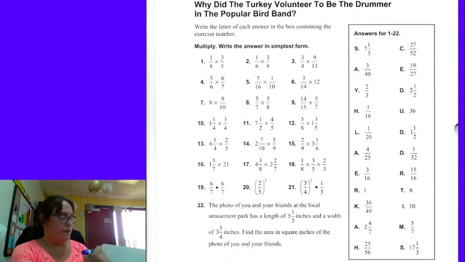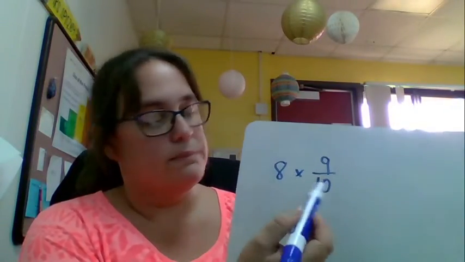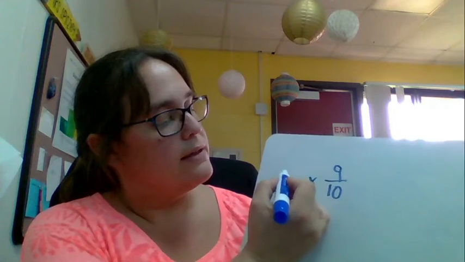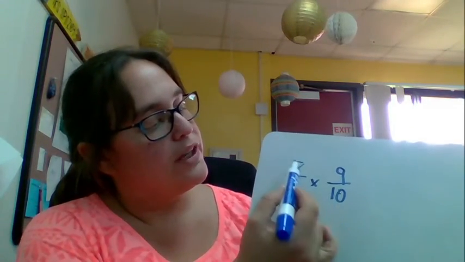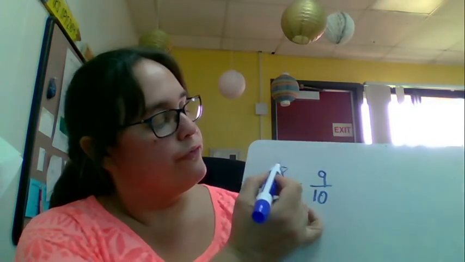Feeling a little bit more confident? We have a similar problem again. You have 8 and 9/10. You have to make this a fraction. It's like saying eight cookies, and you didn't cut them into pieces at all. So you're going to make that 8 over 1. Now, you can't cross reduce this way. These are both even numbers, so you can divide it by 2.